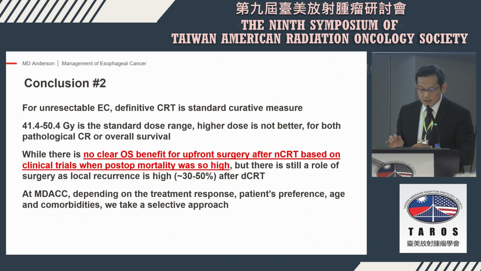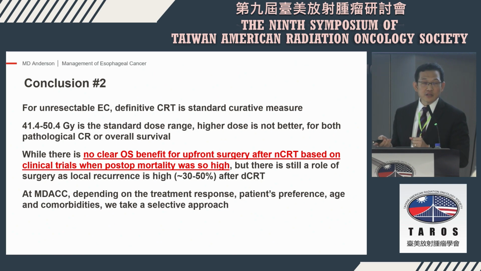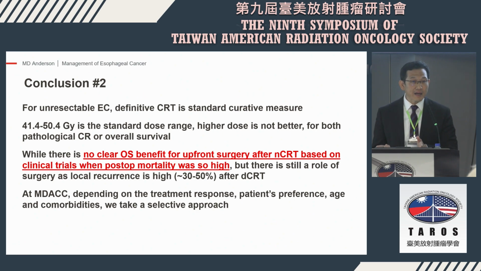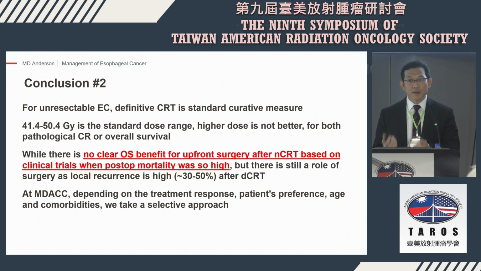All right. So in conclusion, this is for unresectable disease. Definitive chemoradiation, of course, is a standard of care. 41 gray to 50 gray is really the standard dose range. Higher dose above that is not better, okay, especially above 50 gray, because pathologic complete response is the same whether you go higher than that. So while there is no clear overall survival benefit for surgery after chemoradiation, I think because the post-op mortality rate was so high in those trials, we still believe that local regional control can benefit from surgery.